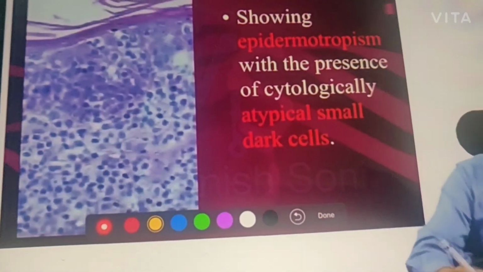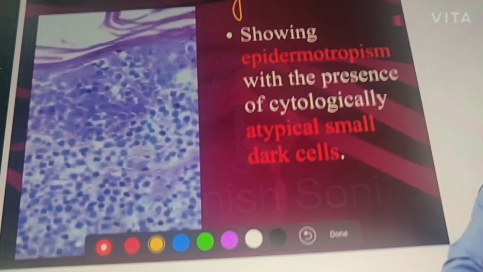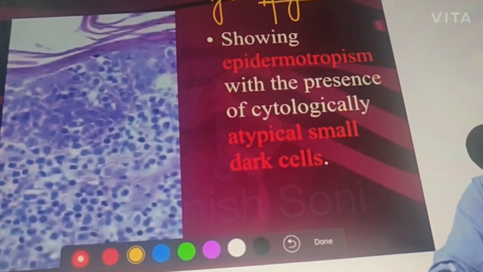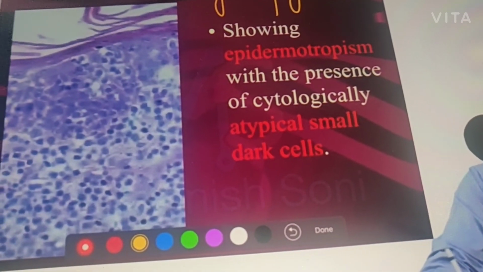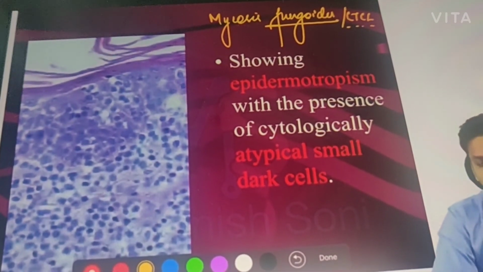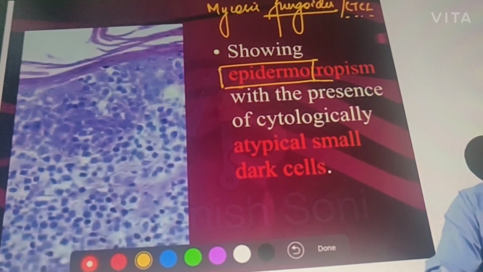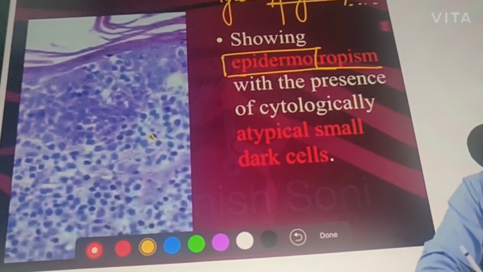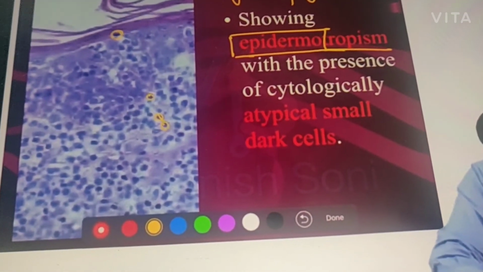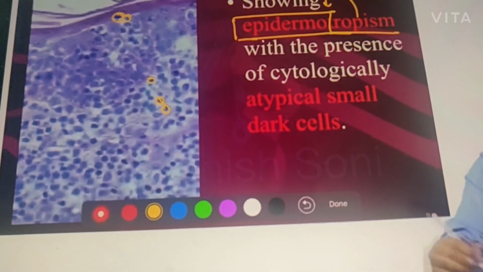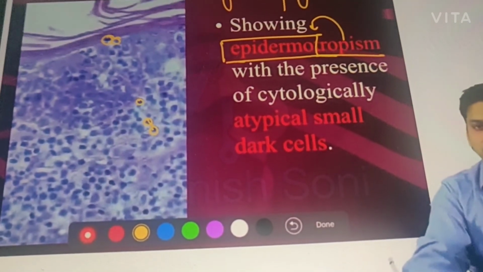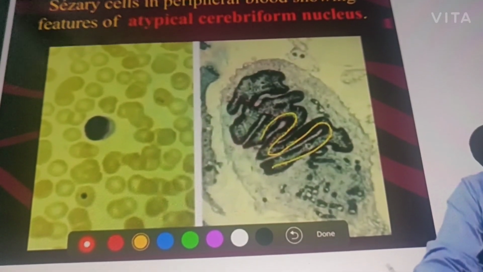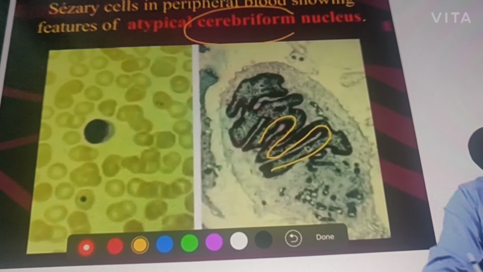Then one skin tumor which is important is mycosis fungoides. This mycosis fungoides, which is cutaneous T-cell lymphoma, CTCL, when you do the biopsy you will find epidermotropism, that is, the malignant lymphocytes seen in this lymphoma have a tendency to move towards the epidermis, so they have tropism towards the epidermis. If you closely examine these lymphocytes, you will find that they have convolutions. Since they have convolutions, they are known as cerebriform.